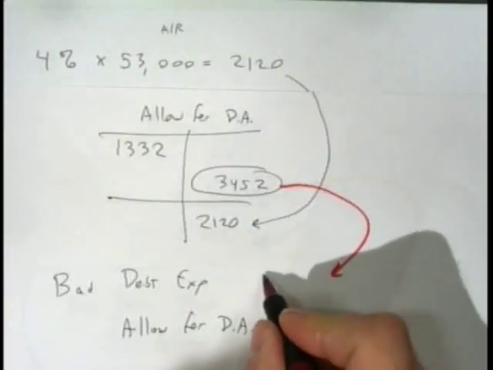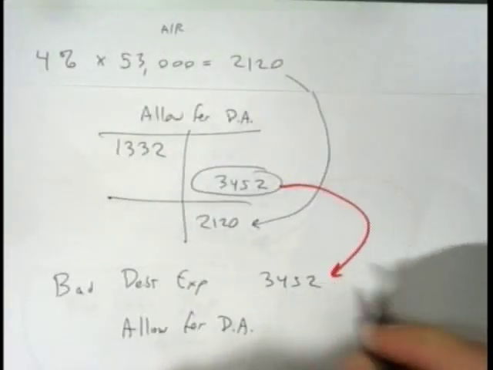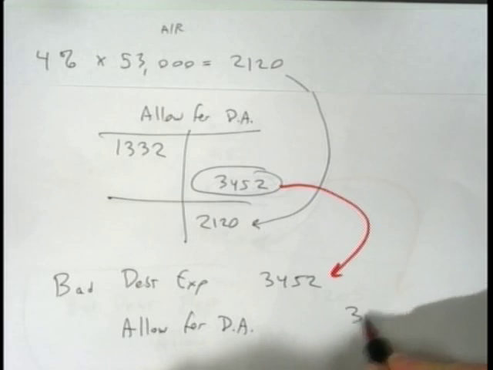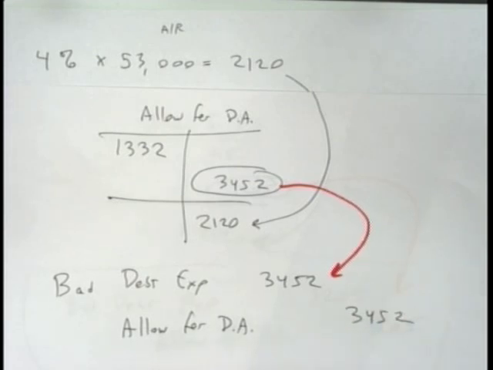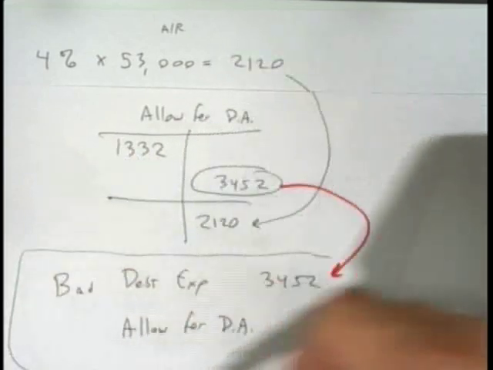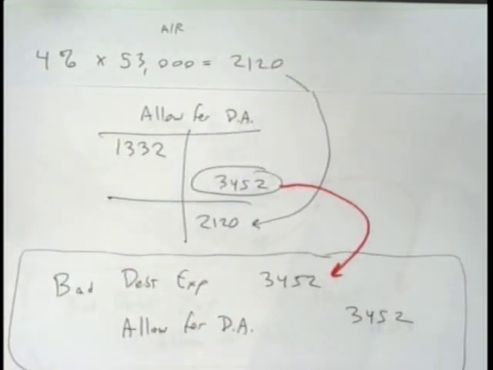That is our entry then, right? Cool? This is our journal entry to estimate bad debt expense, and this is the percentage of AR method.